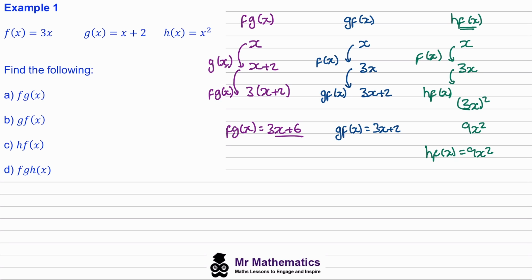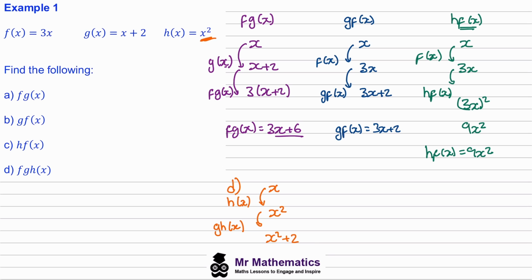So do you want to try question D yourself? Start with the x term and work your way to the left. Okay, so how did you get on? We have the x and we apply h of x. And this will give us x squared. And then we apply g of x. So we substitute the x squared into here. This will give us x squared plus 2.